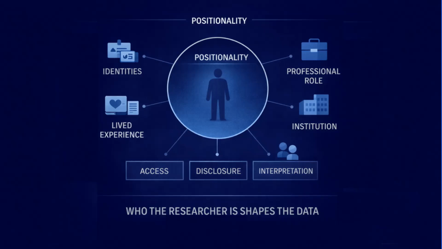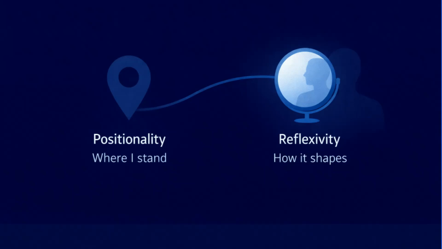Positionality refers to who the researcher is in relation to the research context, participants, and topic. It includes identities, professional roles, lived experiences, institutional location, and power relationships. Positionality matters because it shapes access, disclosure, and interpretation. Reflexivity is the practice of examining how positionality influences interaction and analysis.